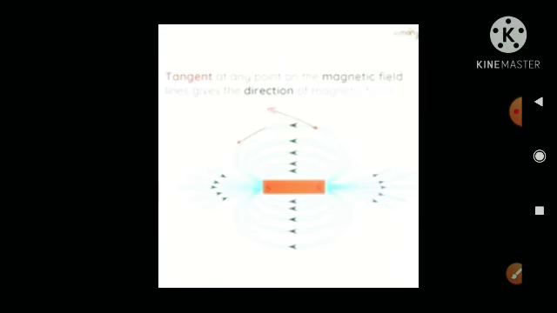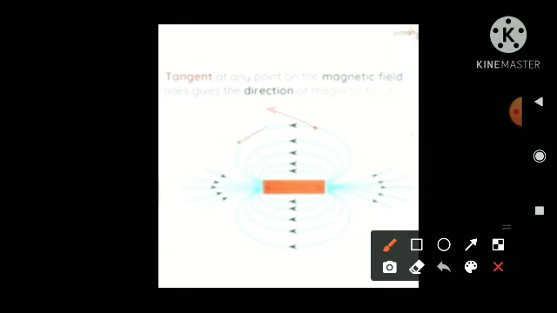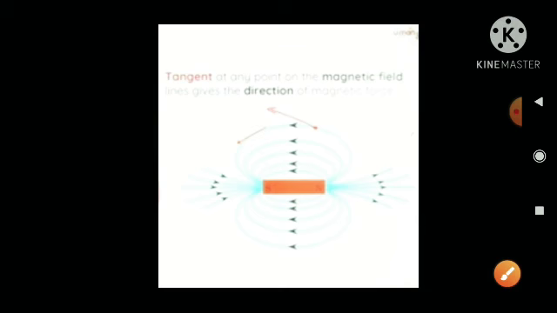So what is a tangent? A tangent is also a measure of direction. A tangent at any point of a magnetic field line gives the direction of the magnetic force. Like this: if we want to find the direction on this circle, we need to draw a tangent here. The direction of the tangent is the direction of that magnetic field line. So by the tangent we can also give the direction of the magnetic force.